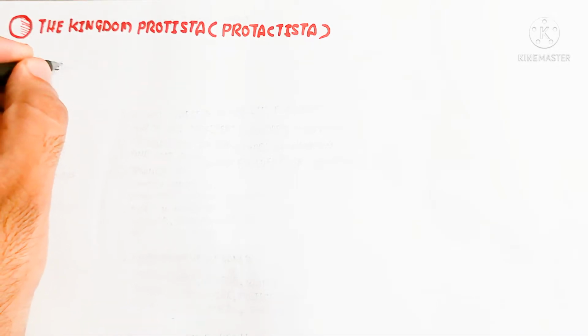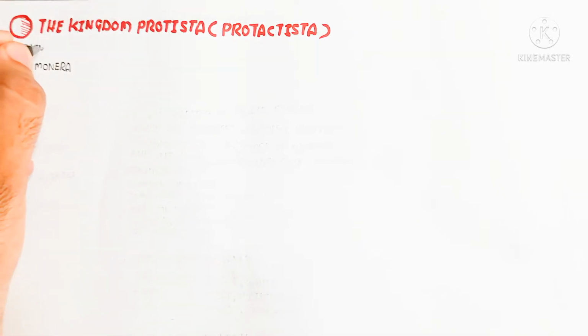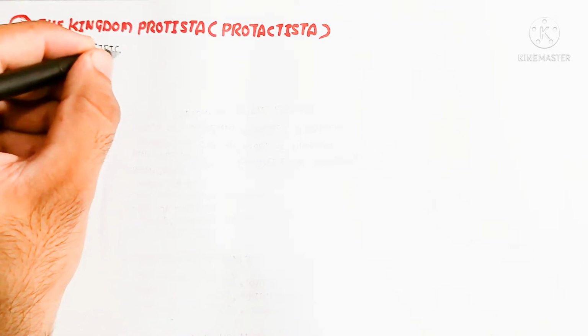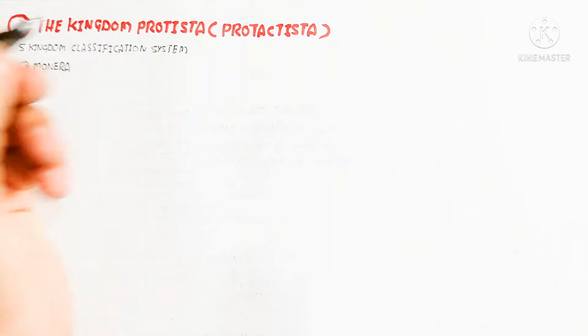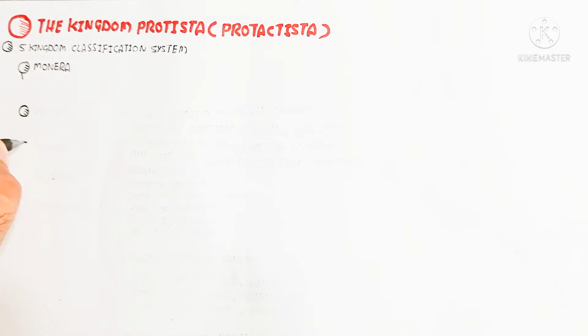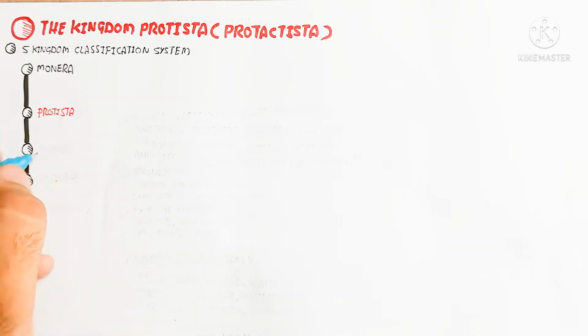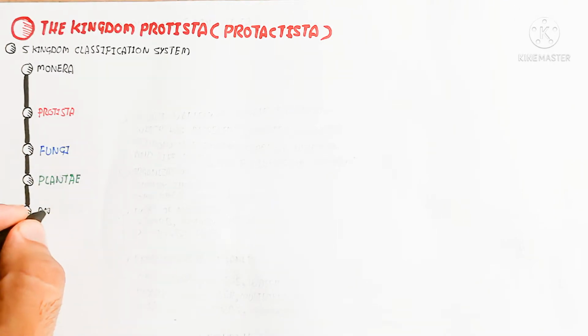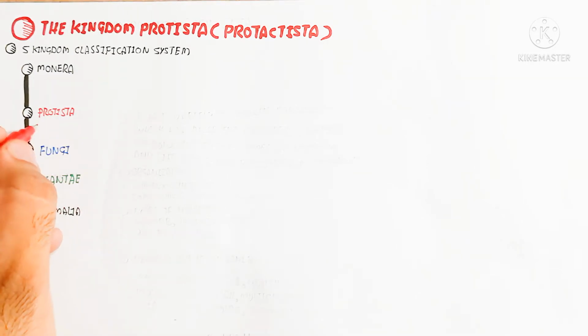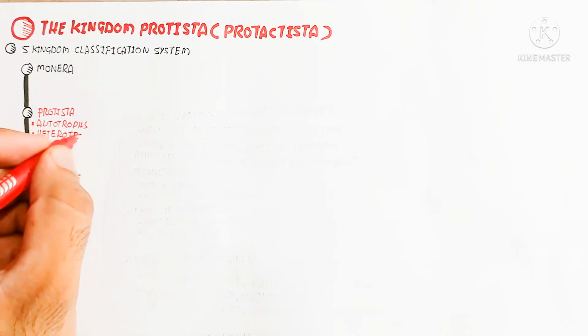The five kingdom classification system is introduced, and it contains Monera, Protista, Fungi, Plantae, and Animalia. Let's begin to understand. Monera is basically bacteria, which are anucleated cells, prokaryotes, without a nucleus, for example bacteria. On the other hand, Protista are autotrophs or heterotrophs. We will discuss all about that.